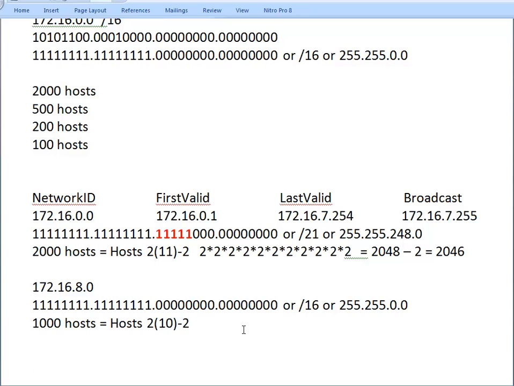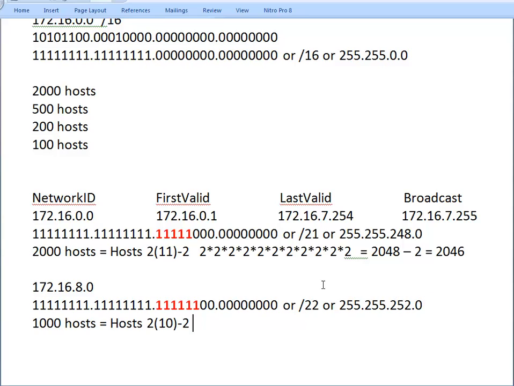So for 1,000 hosts, we're going to need 10 bits. Reserve 10 bits. That's 8, 9, 10. Everything else will become 1. So 1, 2, 3, 4, 5, 6, 7. Oh, sorry, 6. There you go. This says /16, 17, 18, 19, 20, 21, 22, /22. Or we can say 255.255. Now this will be 252.